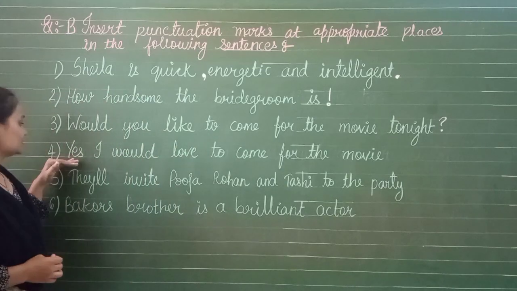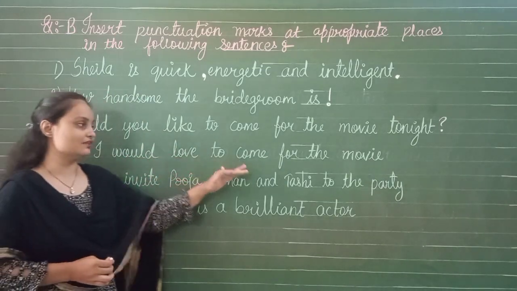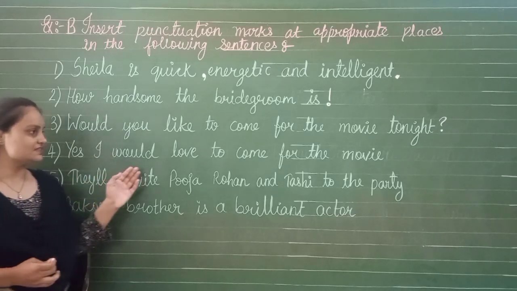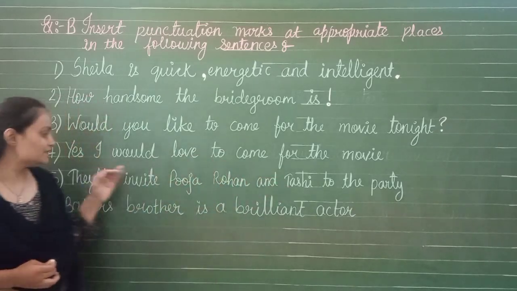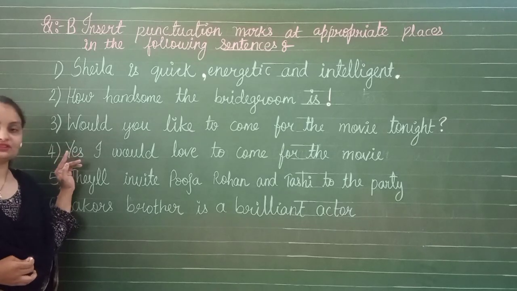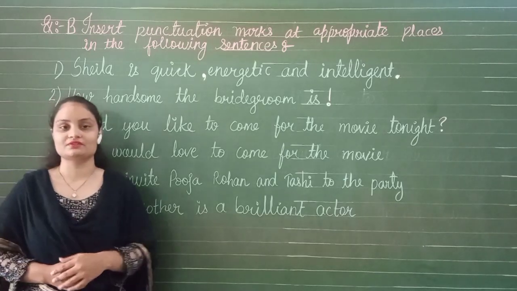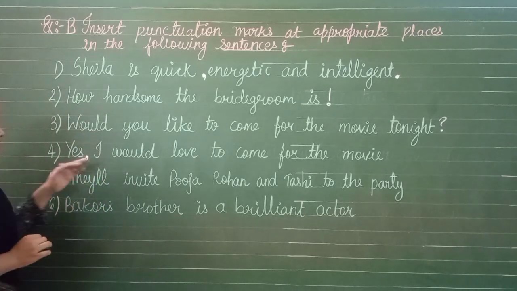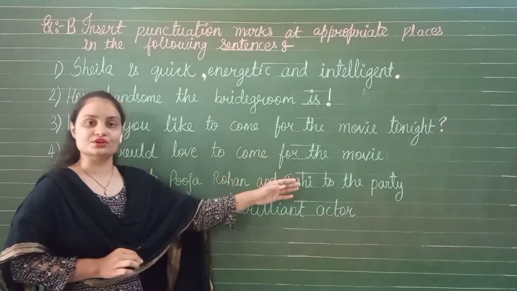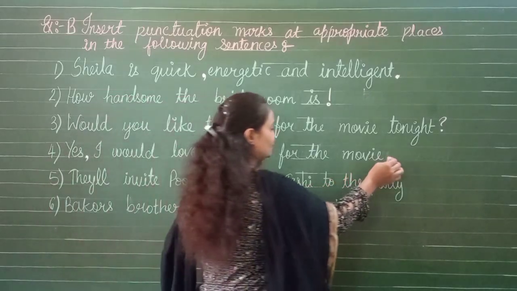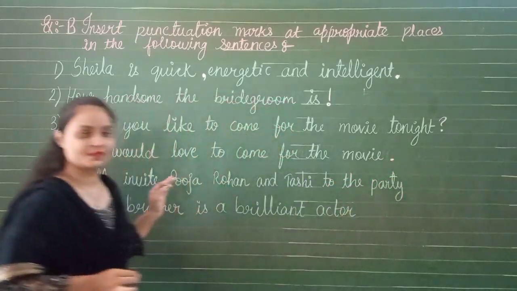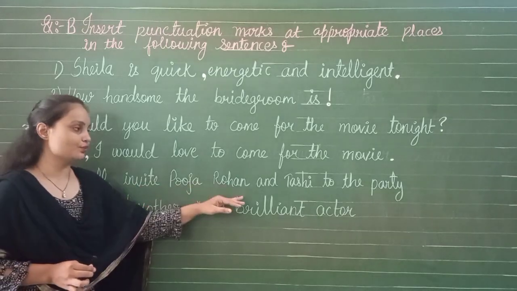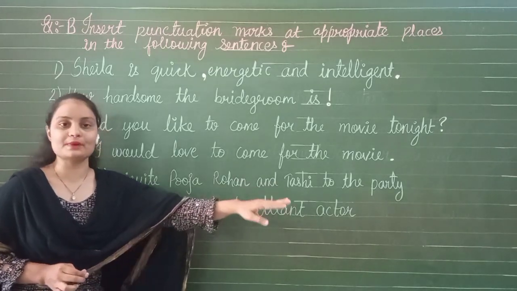Then next is, yes, I would love to come for the movie. Here we are giving the answer, so this will end with the full stop. But yes is an introductory word, so after the introductory word, we will add a comma. So yes, comma, I would love to come for the movie, and full stop.